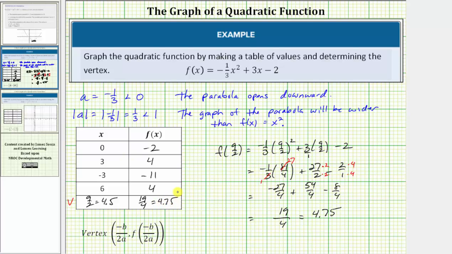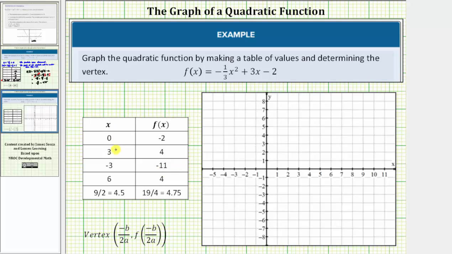And now let's graph the parabola. Each row in the table gives us an ordered pair that represents one point on the graph of the parabola. The ordered pair 0, negative 2 represents the vertical intercept of the graph, which would be this point here. Then we have the ordered pair 3, 4. From the origin, we move right 3 up 4.